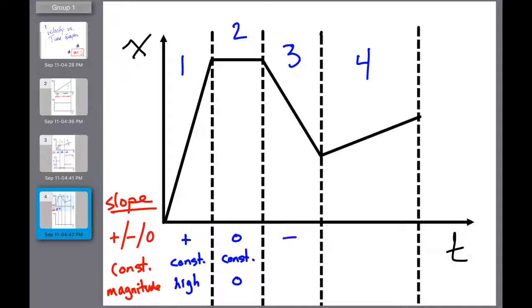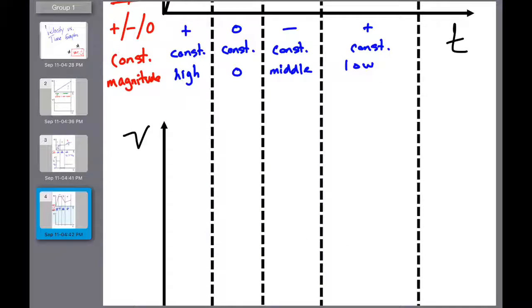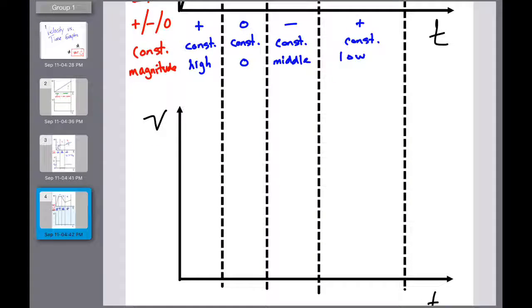Here, I've got a slope that's going to be negative. It's constantly negative because it's constantly going down. And that magnitude, it's not as high as section 1, so we can say it's somewhere in the middle. And then at 4, we've got a positive slope that's constant. And we can say that that magnitude's the lowest out of all of these because you can see here that that is the shallowest slope that's on this page. All right? So that information we can use to now make our velocity versus time graph.